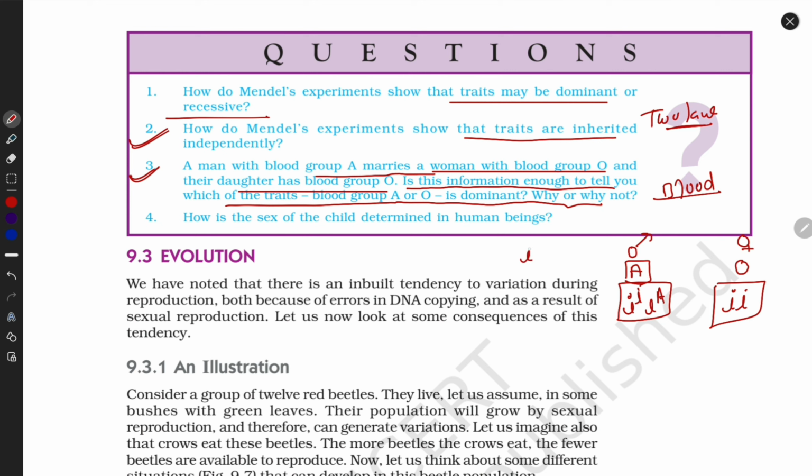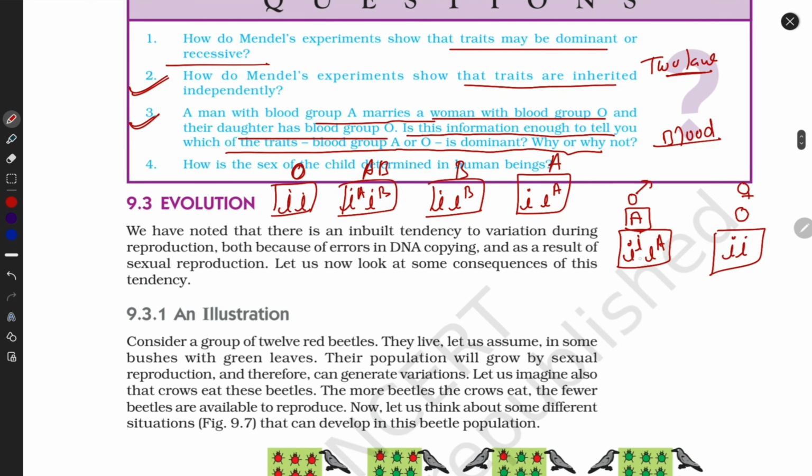So IA and IA indicate blood group A, IB IB indicate blood group B, IA IB indicate blood group AB, and small i small i indicate blood group O. This is A, this is B, this is AB, this is O, guys. Now cross small i and small i.